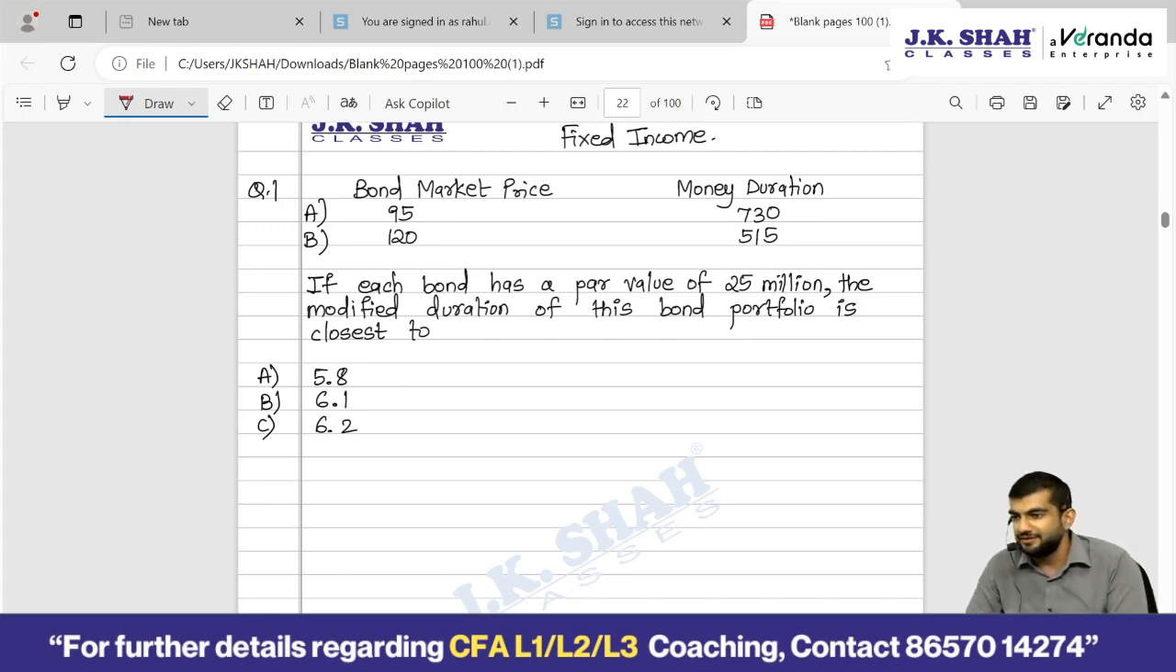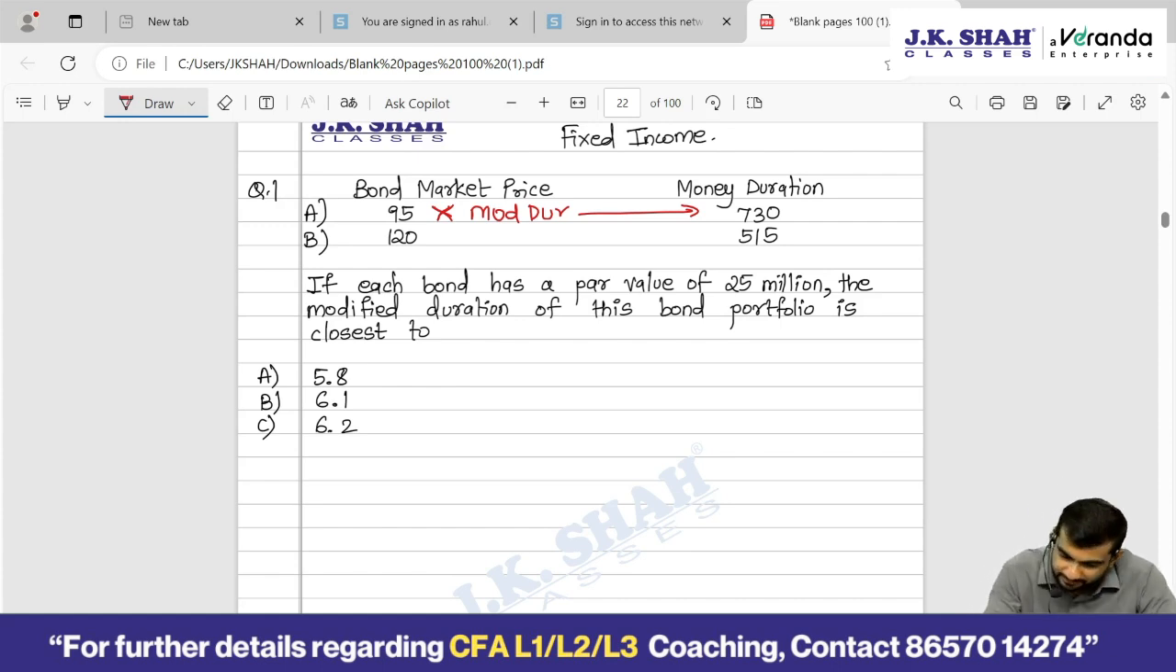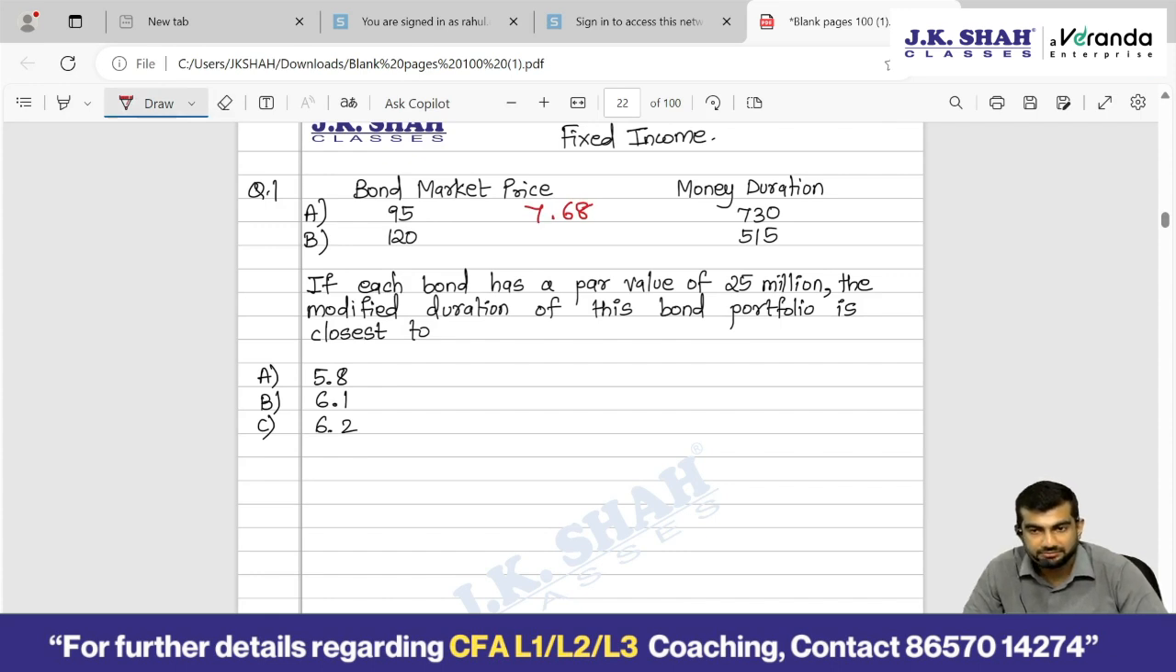If I require modified duration first to calculate the weighted average duration, how do I find out? Bond price times the modified duration gives you the money duration. So 730 divided by 95. How much? 7.68. Okay. 7.68 is the mod duration of bond A. And for bond B, 4.29. I got the respective mod durations.